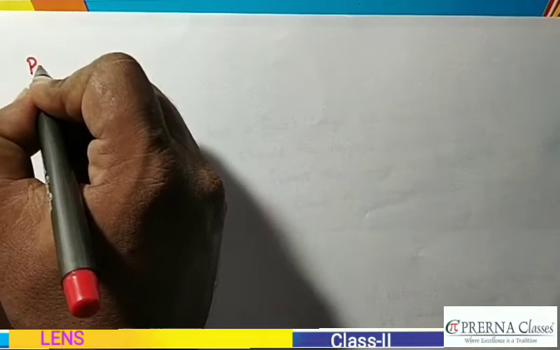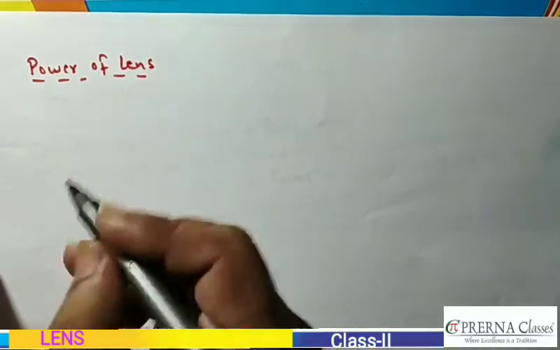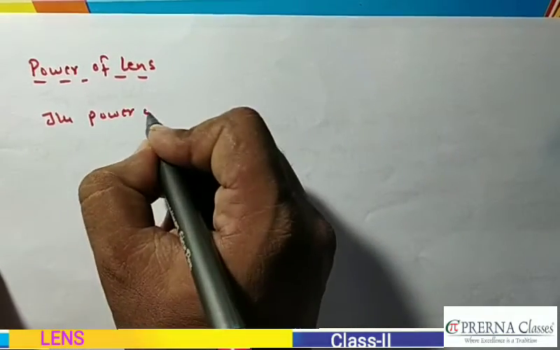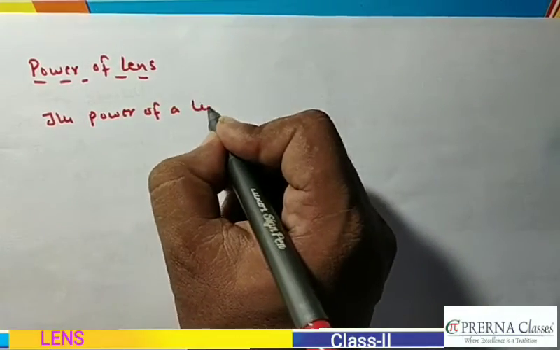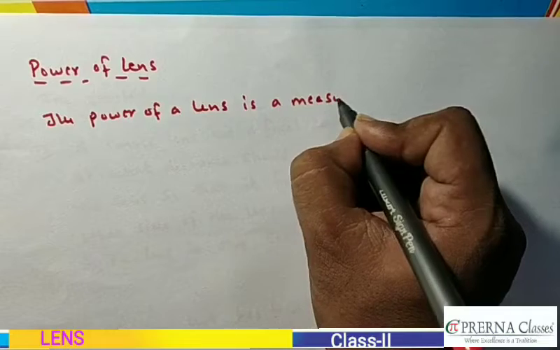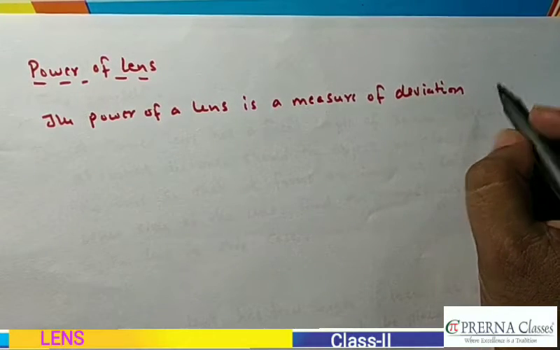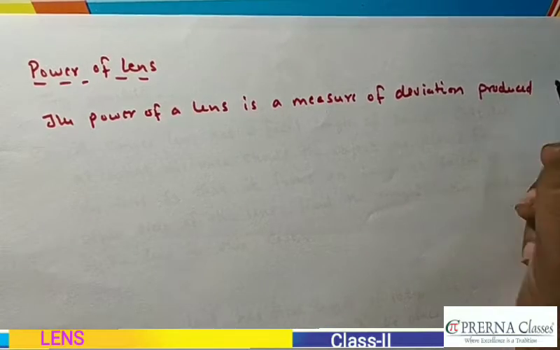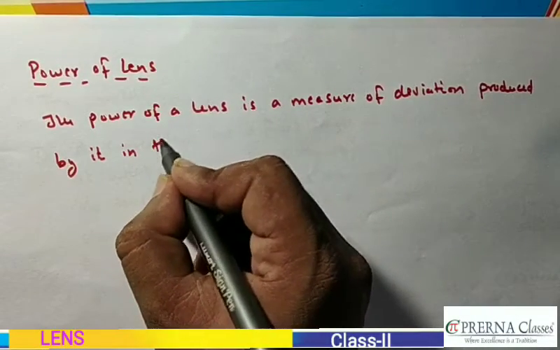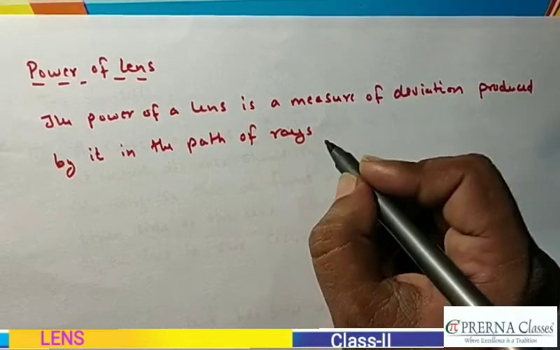The power of lens. Okay. Power of lens. The power of a lens is a measure of the deviation produced by it in the path of rays refracted through it.